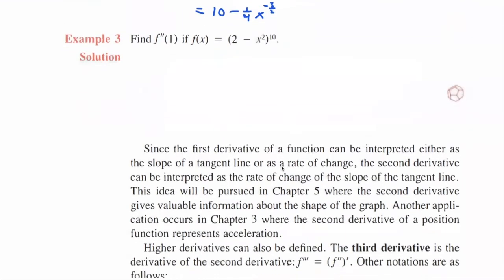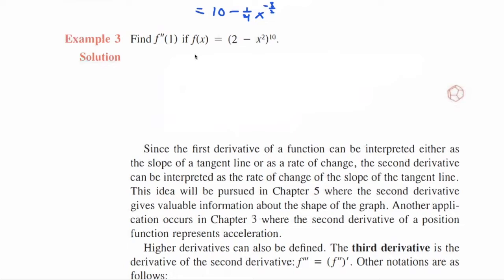All right, let's tackle example number 3. We're asked to find the second derivative, using the x value equal to 1, if f of x is originally (2 minus x squared), all in brackets, to the exponent 10. Now, we're going to have to use the chain rule here because we have a composite function of some function that is raised to the exponent 10.